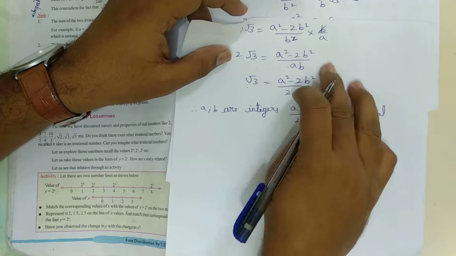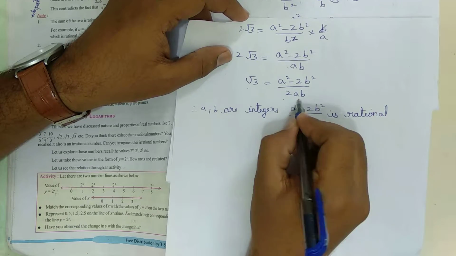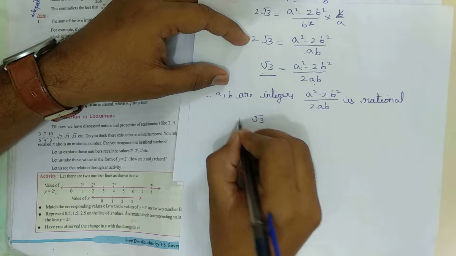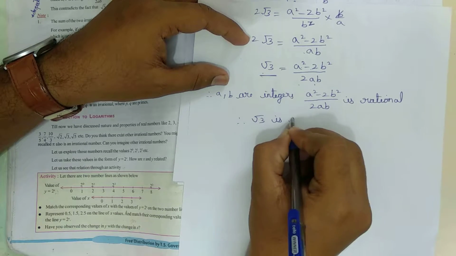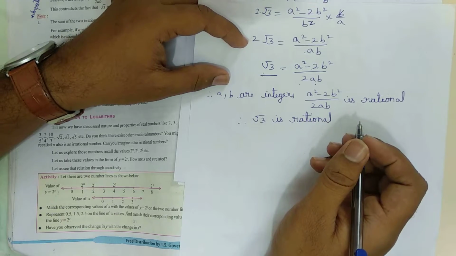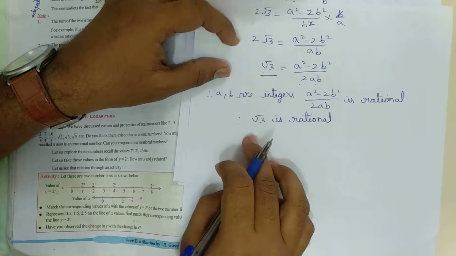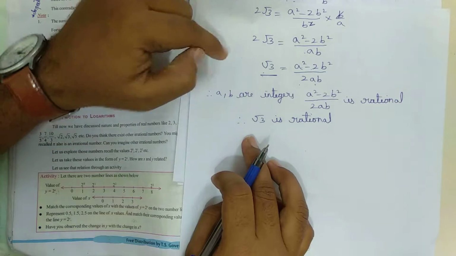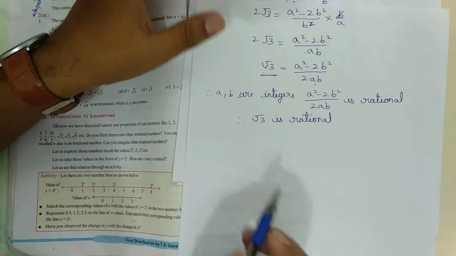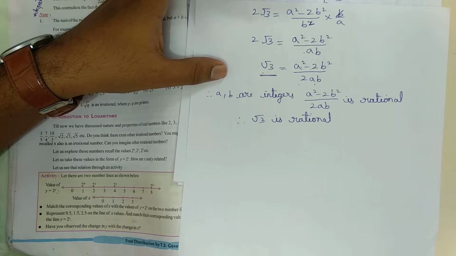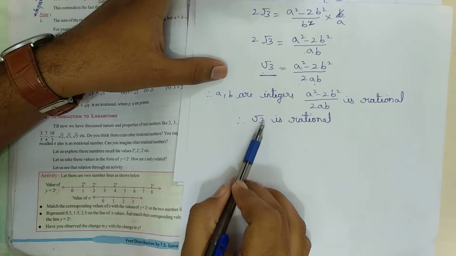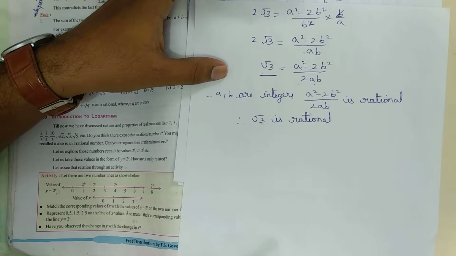because it is in the form of p by q. When you are saying this is a rational number, this also will become a rational number, √3, therefore √3 is rational. But by our assumption √3 is a rational number, but in real, √3 is not a rational number, because we have seen that √3 is a prime number, and all the square roots of prime numbers are irrational numbers.